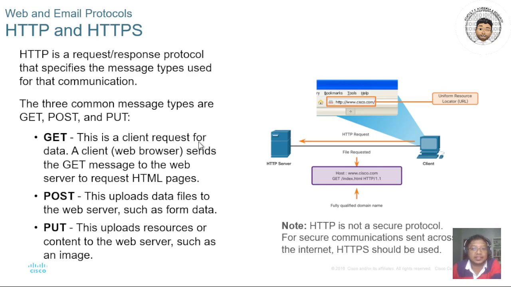So GET, this is client request for data. A client sends the GET message to the web server to request HTML pages. And then you have POST, this uploads data files to the web server, such as form data or anything you put inside the web pages. And PUT, this uploads resources or content to the web server, such as an image. So here, when you upload the image to the web server, you will be under PUT.